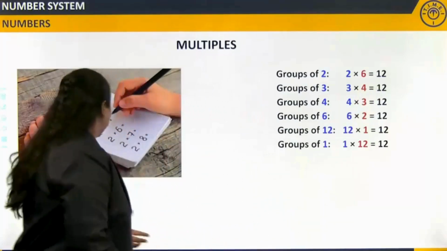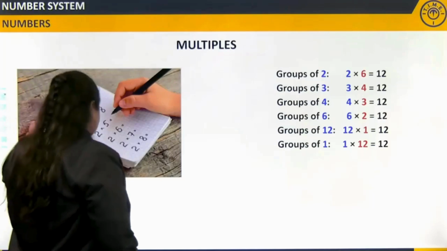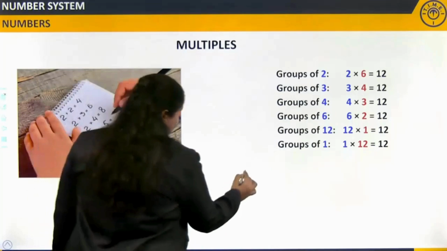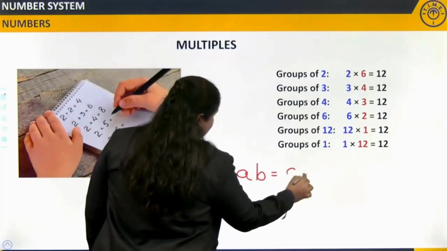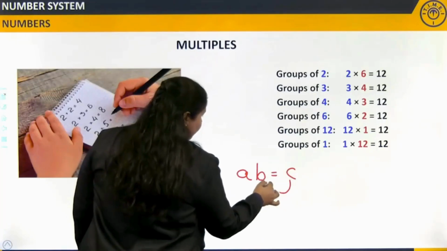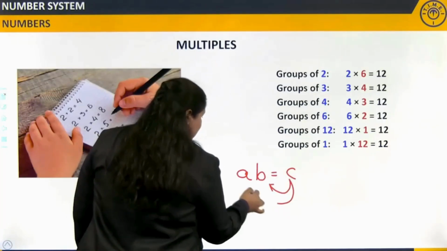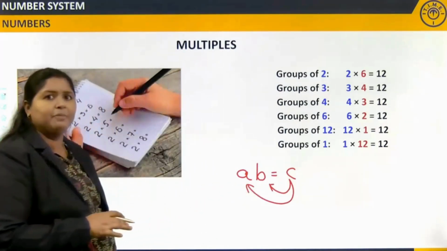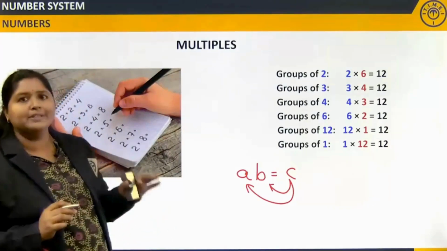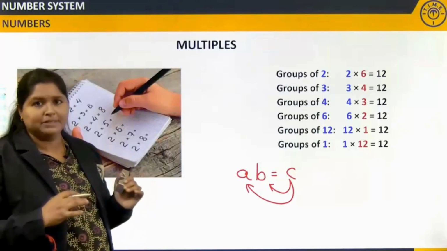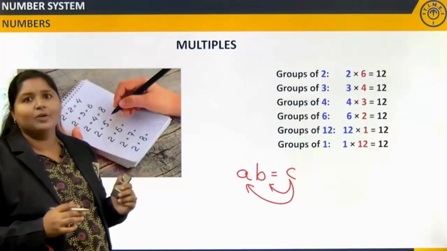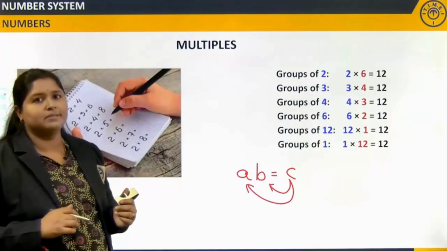So in general, I gave you a similar example there also. If you have A into B is equal to C, okay? A and B are factors of C, and C is a multiple of B as well as A. C is a multiple of B, C is a multiple of A, you can say, okay? Fine, I hope now you understand what is meant by multiples and how you can find multiples of a given number.